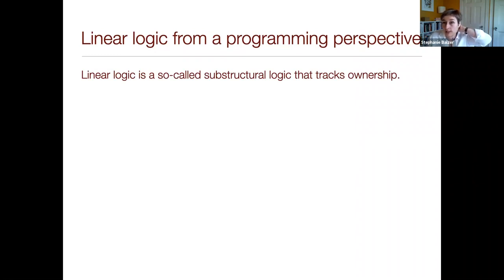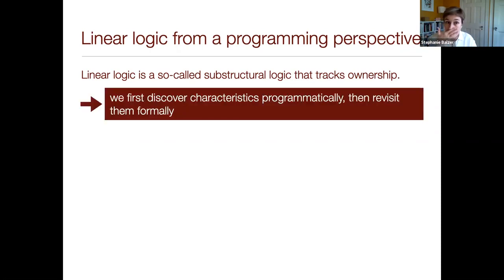So linear logic is a so-called substructural logic. And why it's called substructural, we'll learn later. But what I want you to take away at this point is that it's really a logic, also referred to as a logic of resources. For now, the intuition that you should take away is that it allows us to track ownership. As I said, we'll first explore this idea of tracking ownership from a programmatic point of view, and then we'll explore it formally later on.